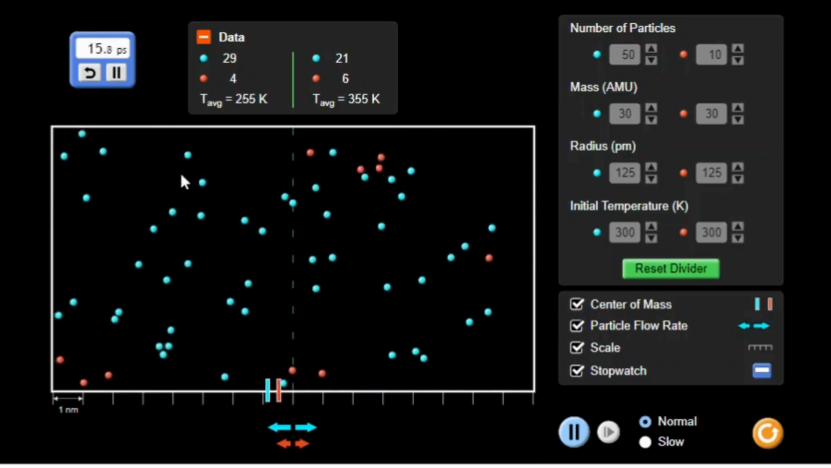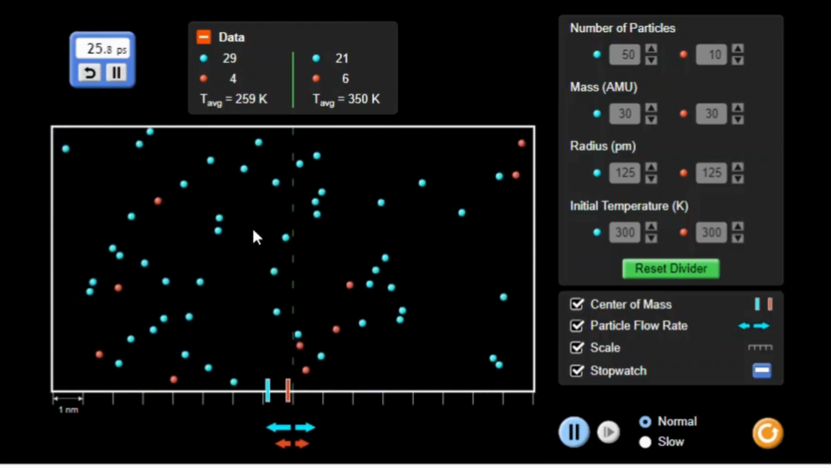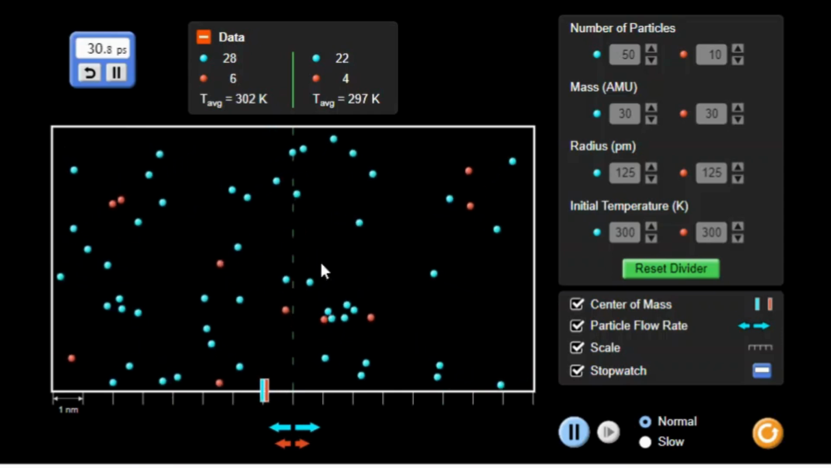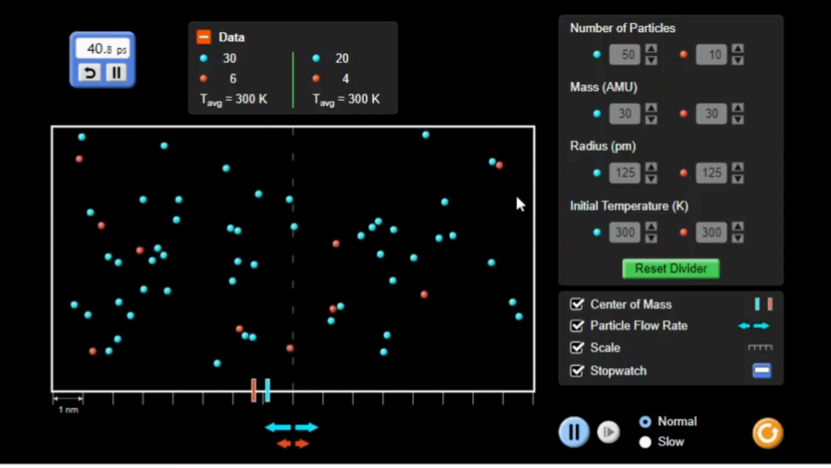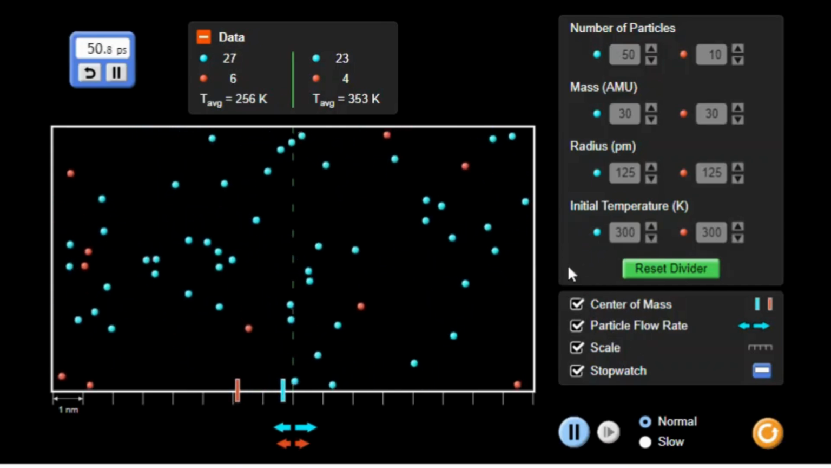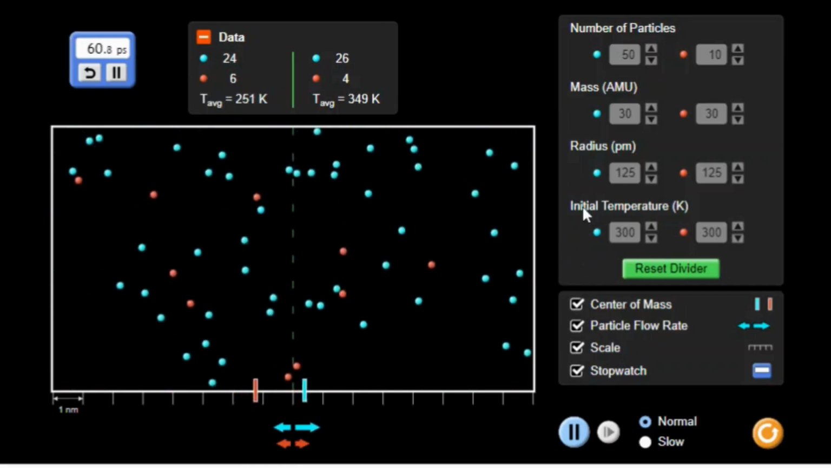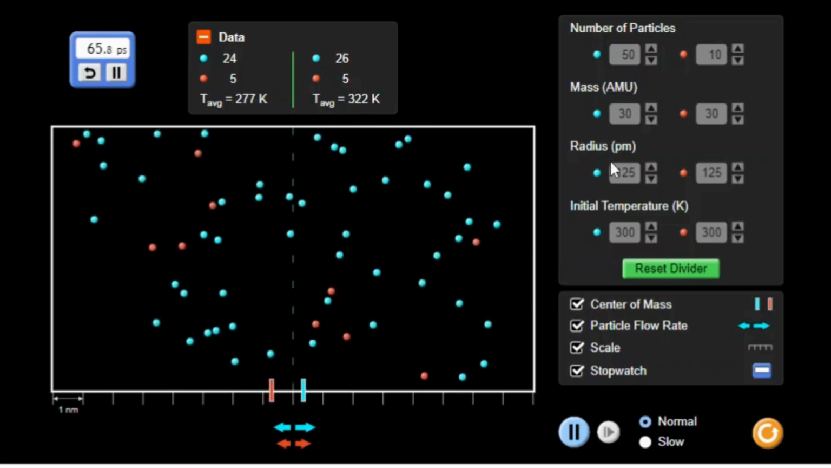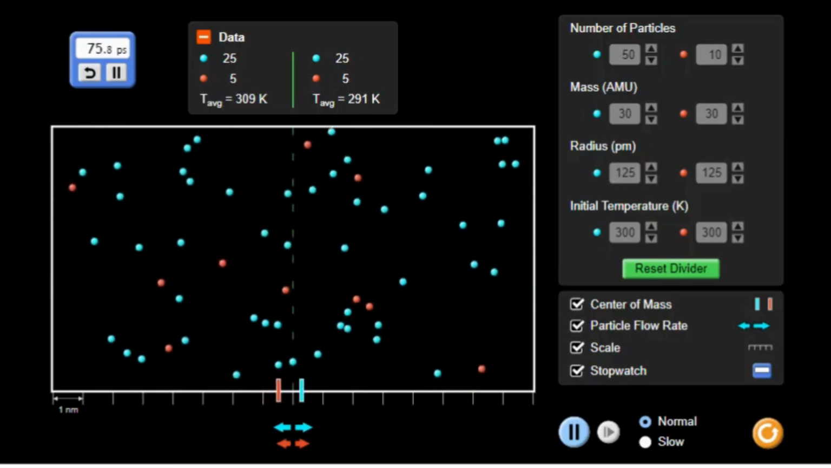Temperature plays a crucial role in the diffusion process. By adjusting the temperature in the simulation, students can observe how increased temperature leads to faster diffusion. Higher temperatures increase the kinetic energy of the particles, causing them to move more rapidly and collide more frequently, thereby accelerating the diffusion process. The mass of the particles also influences the rate of diffusion.